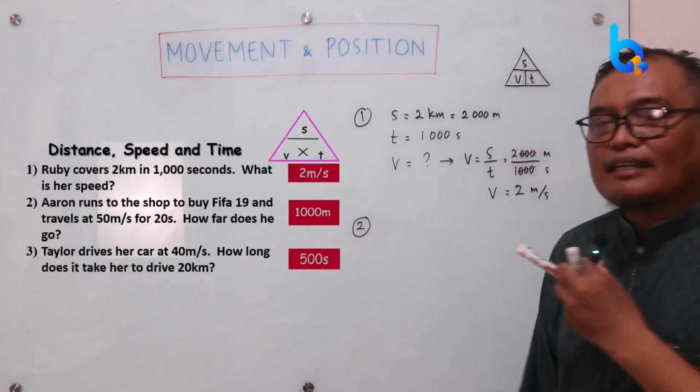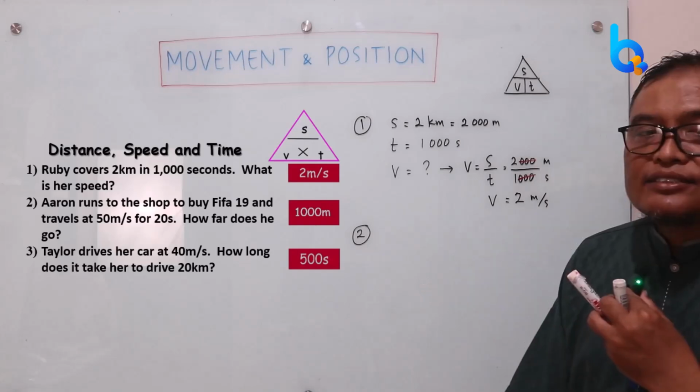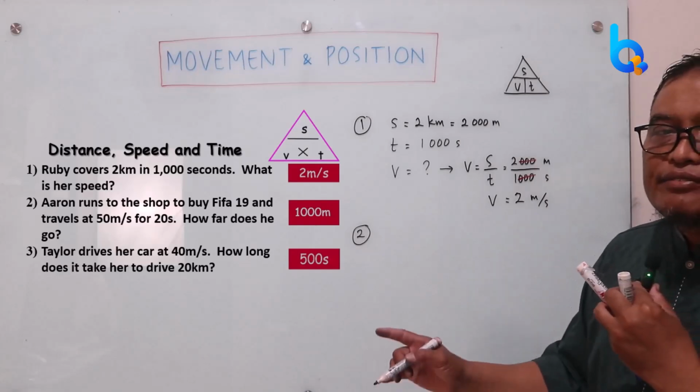Okay, next, number 2. Aaron ran to the shop to buy FIFA 19 and travels at 50 meters per second.